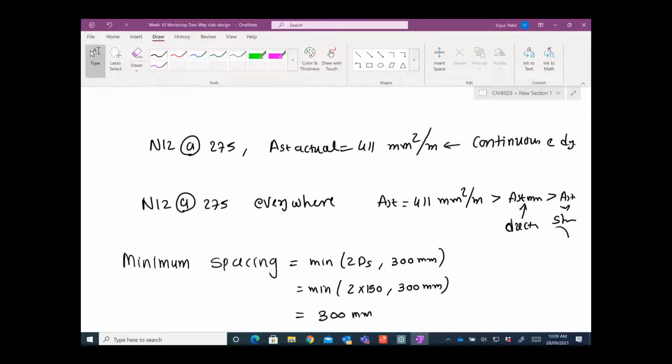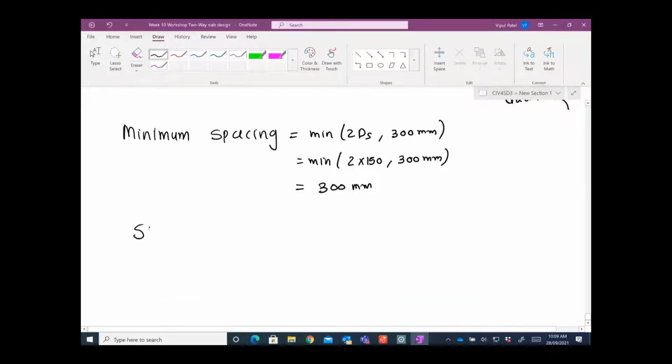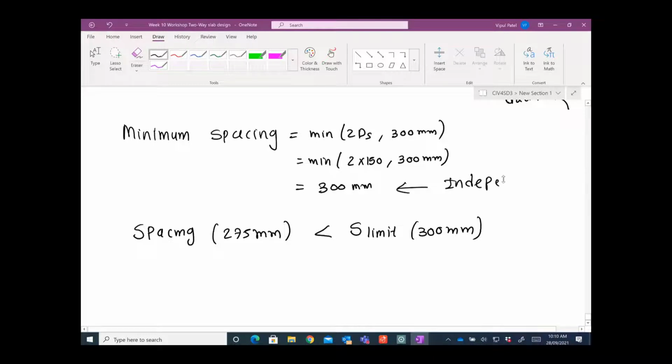The spacing which we have is 275 millimeters. Our actual spacing is 275 millimeters, which is less than your S limit, the maximum. The standards want you to provide 300 millimeters everywhere. Again, this is independent of location. Everywhere you need to have 300 millimeters.